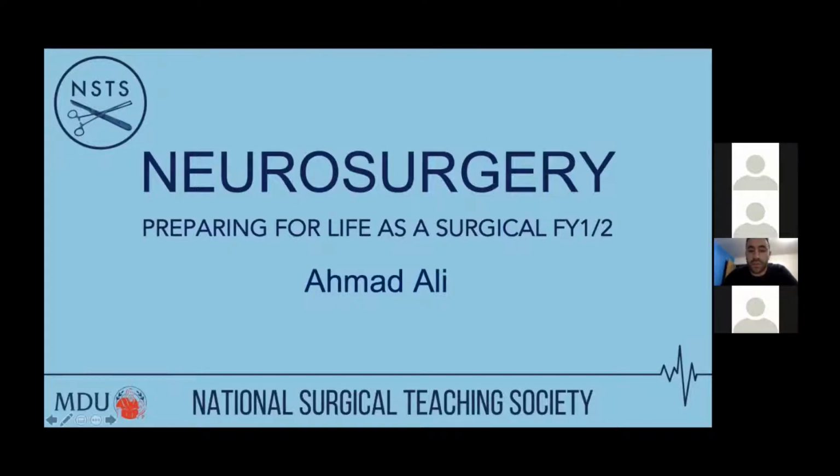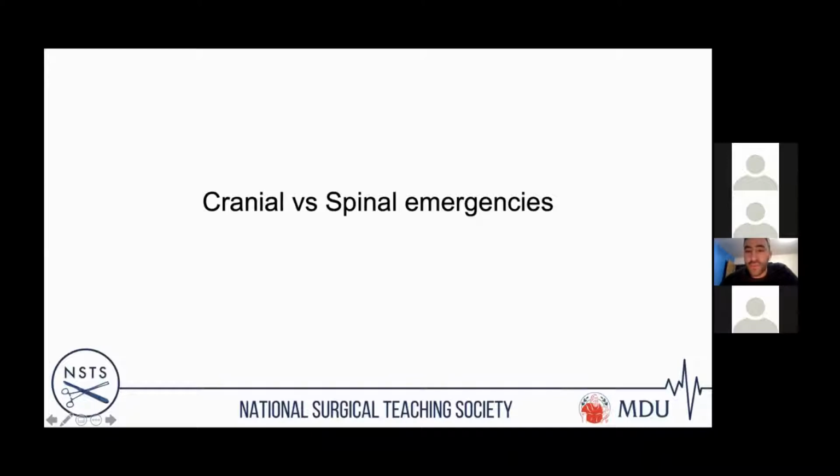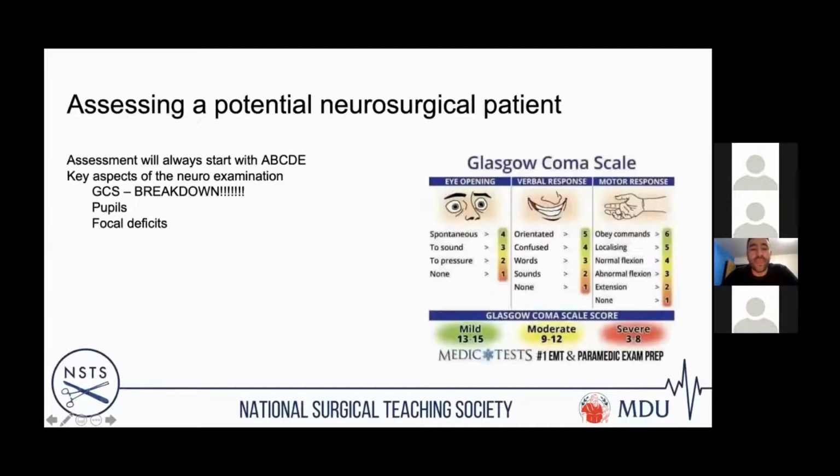So the first challenge I've had is trying to summarize neurosurgery, and I think that has been very difficult. The first thing is I'm going to try and focus on emergency cases mostly, because those are the kind of things that you might face as a junior doctor in any other specialty. The second problem I faced was, do I summarize spinal emergencies or cranial emergencies? And I've opted to go for cranial emergencies. So, this is going to be a big task, so bear with us.